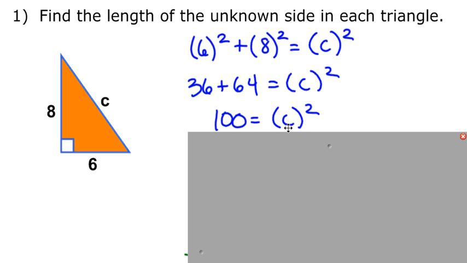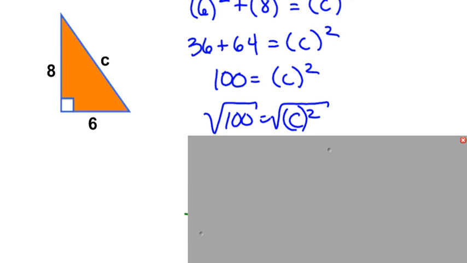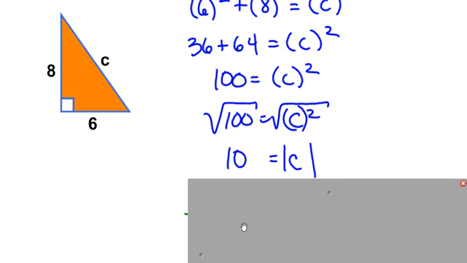We want to find the length of the hypotenuse c, so in order to undo this, we'll take the square root of each side of the equation. We know that the value of the square root of 100 is 10, and when we take the square root of c squared, that gives us the absolute value of c. We've talked before about how the absolute value measures the distance from 0, so we have to travel 10 units to the left and right of 0.